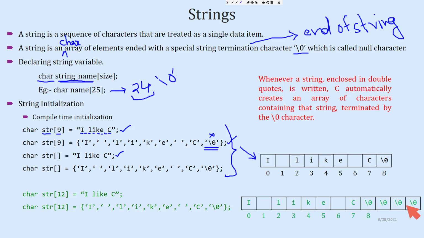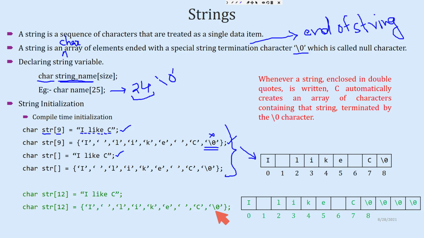We didn't have any character to store there, so the remaining cells are also filled with \0. Here the required size is only 9, but we have a size of 12, so the remaining spaces will be stored with \0. Here also the same thing will happen. The required size is only 9 and the remaining cells will be filled with \0.